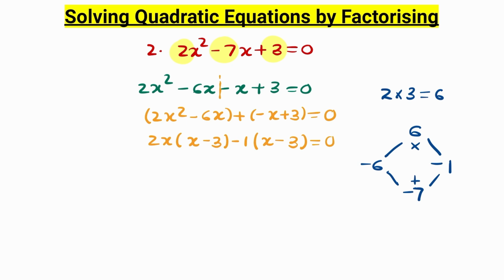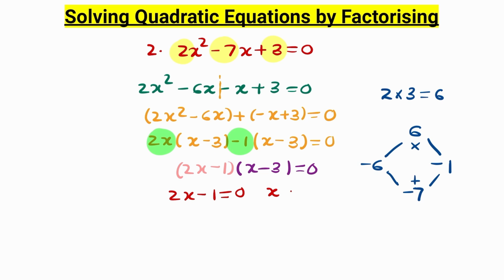After this we can write what is outside the brackets. 2x minus 1 within a pair of brackets, and then x minus 3 within another pair of brackets equal to 0. Now we can equate each of the brackets to 0. 2x minus 1 equal to 0. x minus 3 is equal to 0.